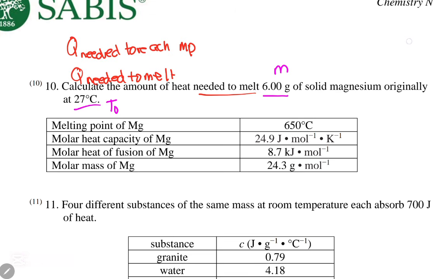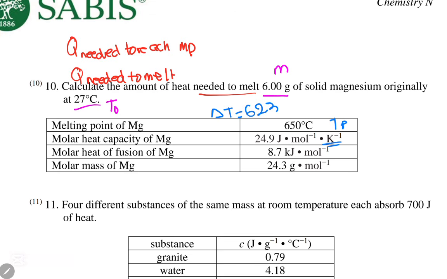So now what do we have? We know that to go from temperature initial to temperature final, we're going from 27 degrees Celsius to 650. We have a delta T of 623. Now, it's in Kelvin. Do we need to change anything? No. Because whether you have it in degrees Celsius or Kelvin, you're going to end up with the same exact result.